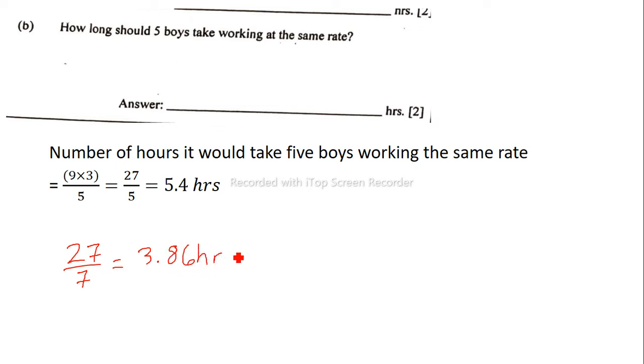If it was 8 boys, it would have been 27 divided by what? 27 divided by 8, which is what? 3.375 hours. Okay, so that's how we do these things. Any questions?